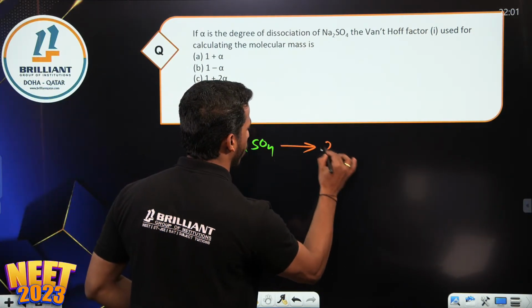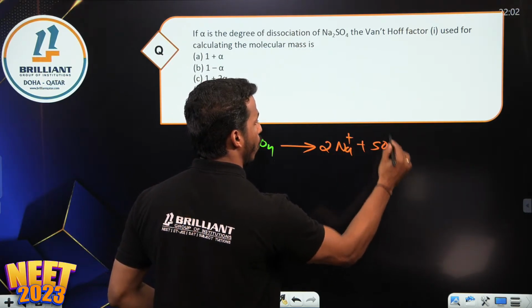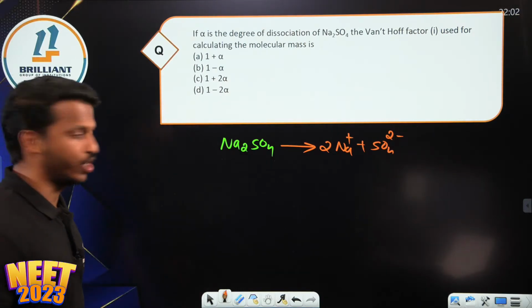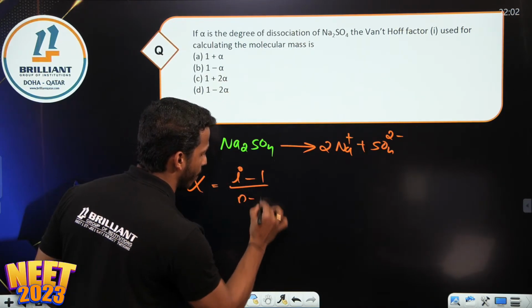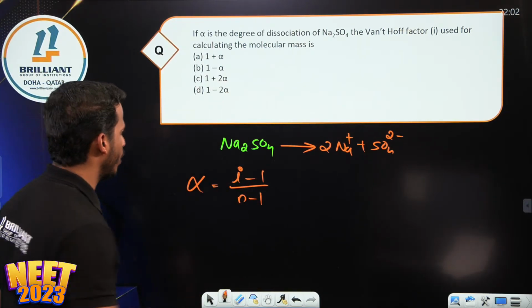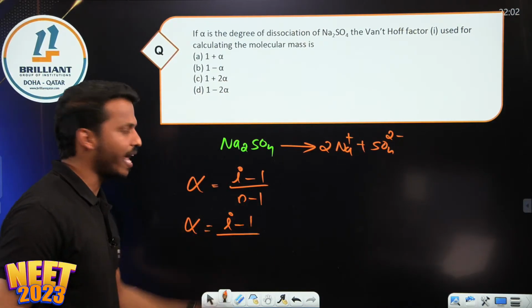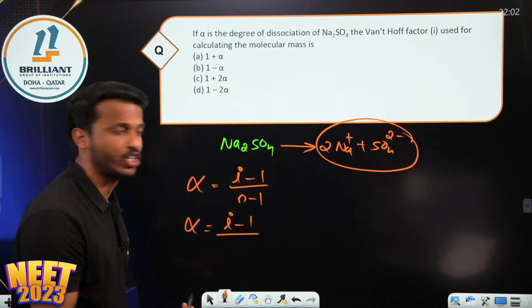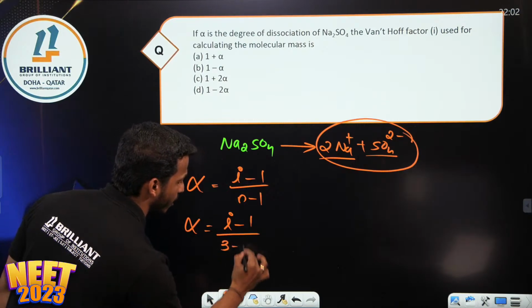Na2SO4 when split will give you 2Na+ and SO4 2-. Yes or no? Alpha is the degree of dissociation. What is the expression for alpha? Alpha is equal to (i minus 1) by (n minus 1). What is the n value? The n value is the number of species that you are getting after dissociation. There are 2 sodium and 1 sulfate, that is total 3 minus 1.